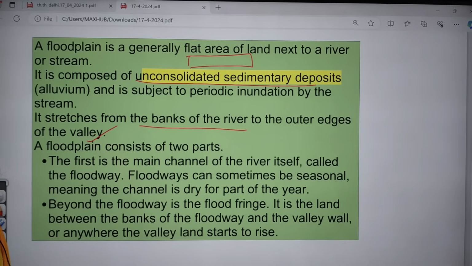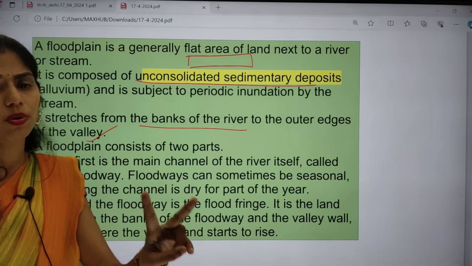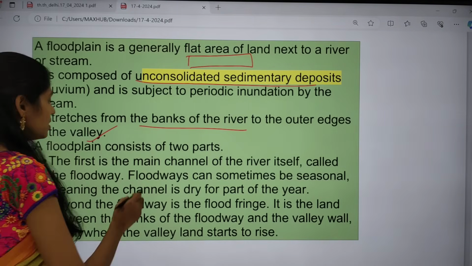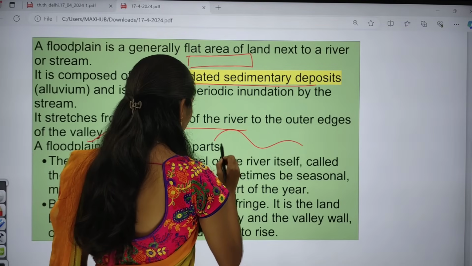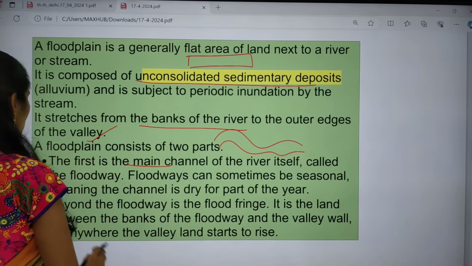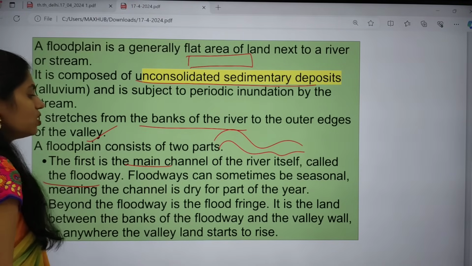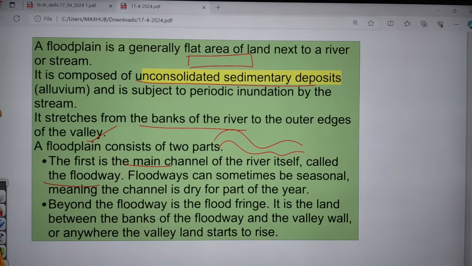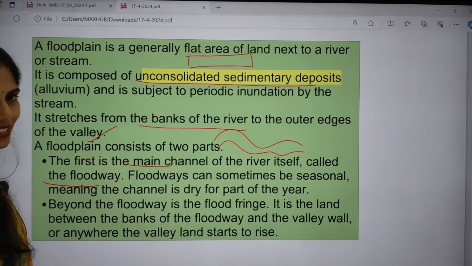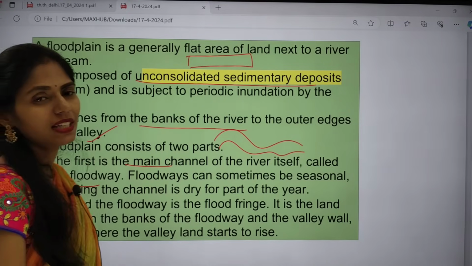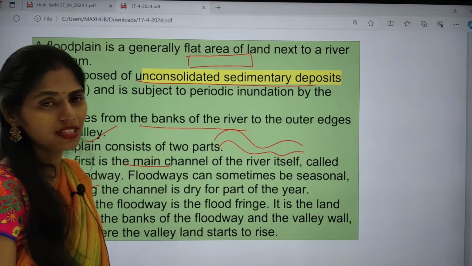When you are talking about the floodplain, it contains two important parts. The first one is the main channel of the river itself, in which the river is moving. It is called the floodway. Floodways are sometimes seasonal, sometimes perennial. Seasonal means they only flow in some seasons.